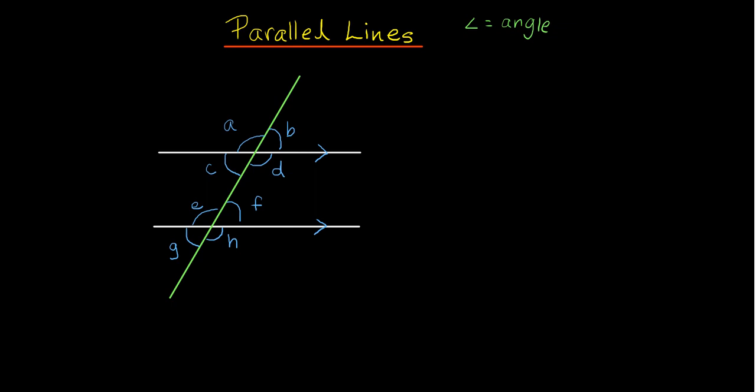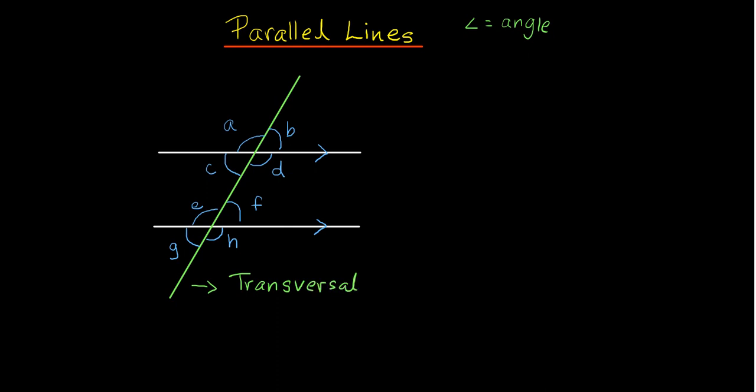Firstly, let's start off with what parallel lines are. Parallel lines are two or more lines that never meet, and the distance between them is the same at all the points. That's what parallel lines are. Now, any line that goes through or intersects or meets a set of parallel lines is called a transversal. So the green line here is called the transversal.